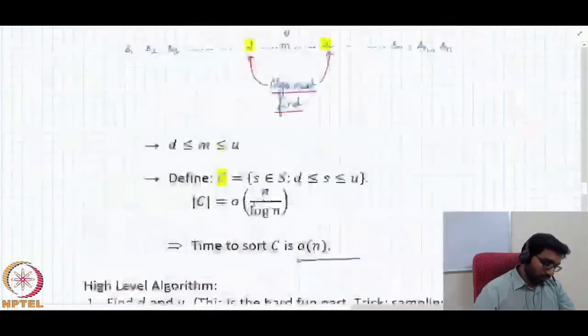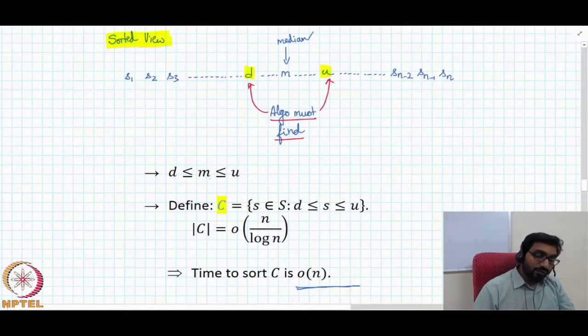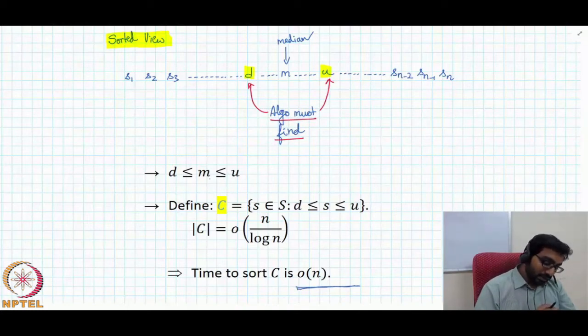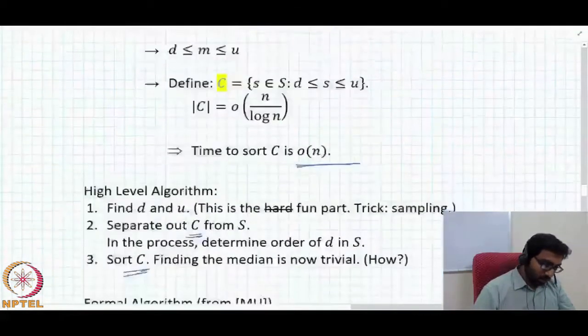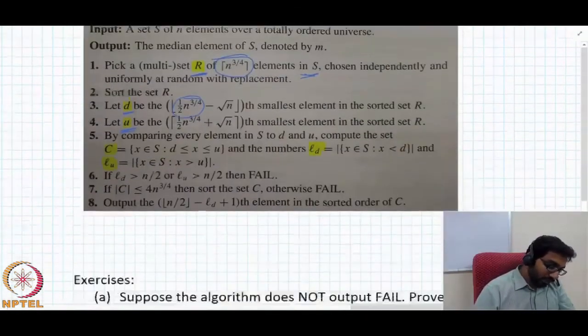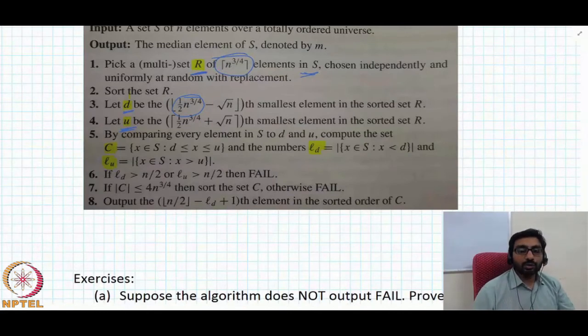If you recall, D and U have to be on either side of M in the sorted view of S, and the set C that we defined here, the set of elements in S that are between D and U, should be small. The cardinality of that set must be small. So we have to verify that we actually have a good pair D and U. How do we do that?